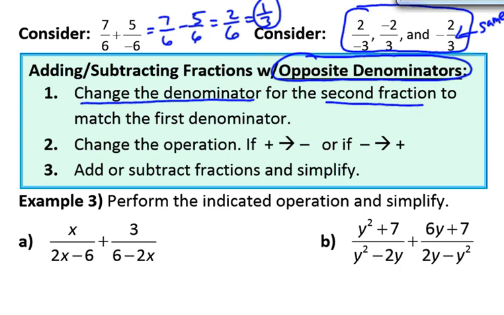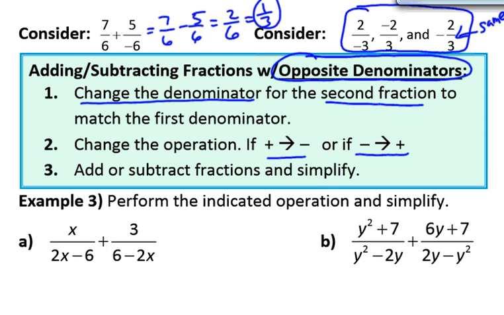Then you're going to change the operation. So just like I did up at the top, 7/6 and 5/6, I made that second 6 positive to match the first one. And then I changed the operation from addition to subtraction. So when you change the denominator, you will change addition to subtraction, or if you were subtracting, you would change to addition. Then you just do the same that we did in the first two examples.